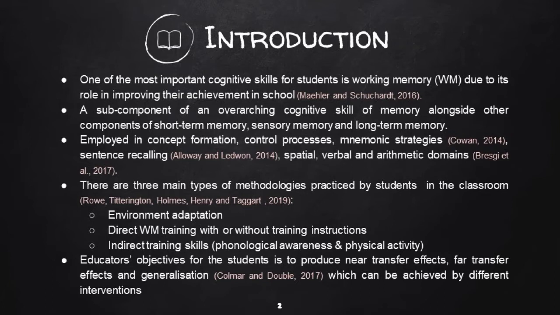As working memory is acknowledged as an important component in learning, there is an emergence of multiple interventions devised and utilized for specific settings. There are three main types of methodologies practiced by children aged 4 until 11 years old in the classroom. They consist of environment adaptation, direct working memory training with or without training instruction, and indirect training skills such as phonological awareness and physical activity. In addition to the above mentioned, there are also computerized interventions of working memory.